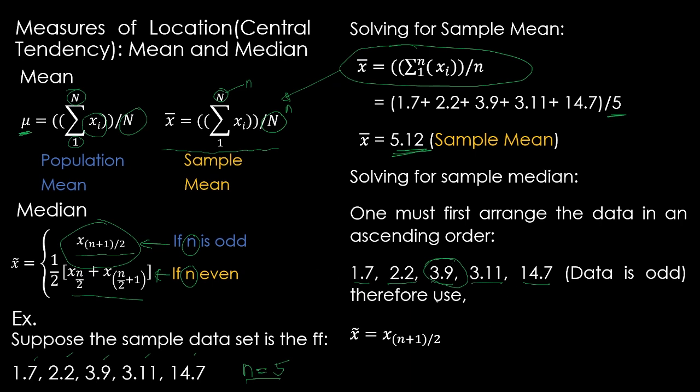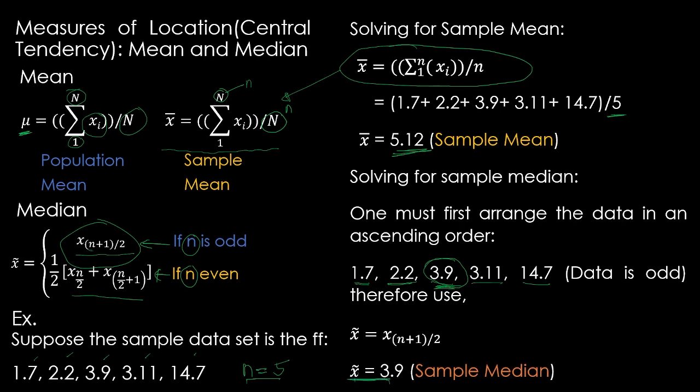The mathematical expression for that formula is basically this one. If your sample size is 5, substitute 5 in here: 5 plus 1 is 6, and then you divide it by 2, so 3. Meaning the third data. So this is the first, the second, and the third data. So the sample median is 3.9.